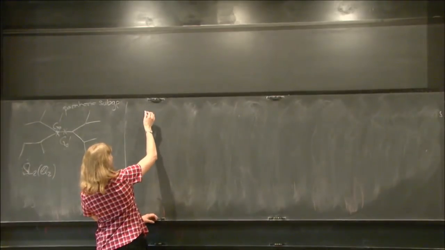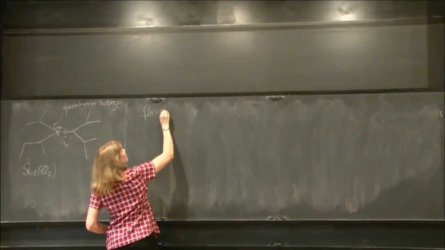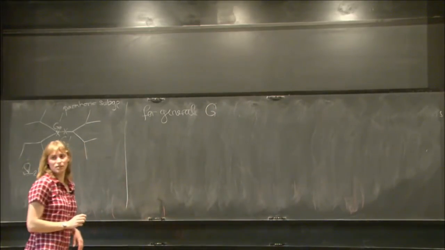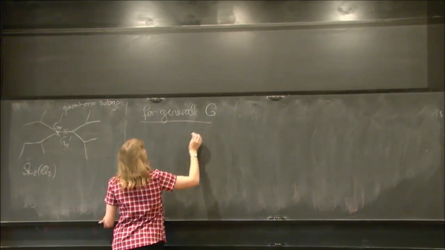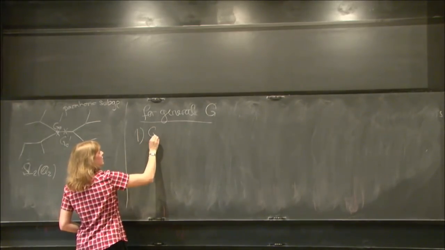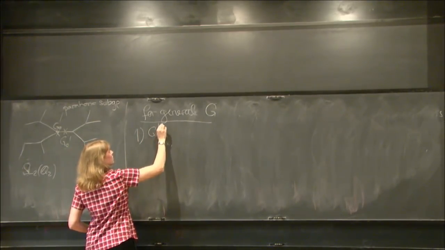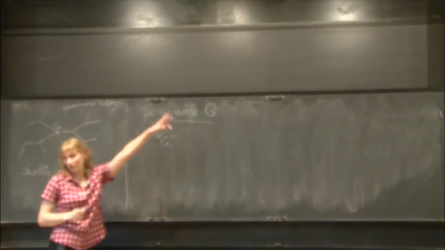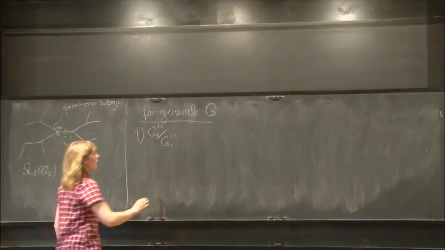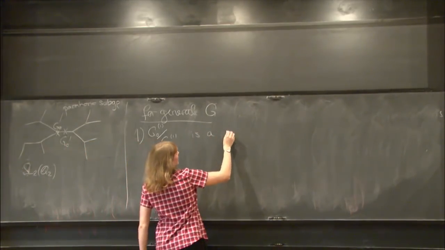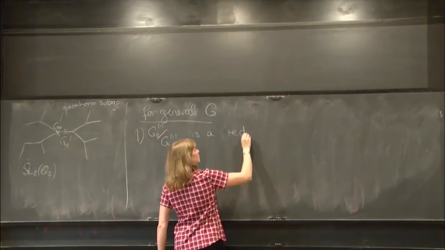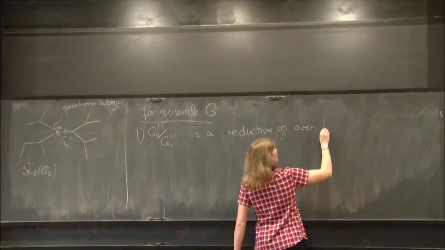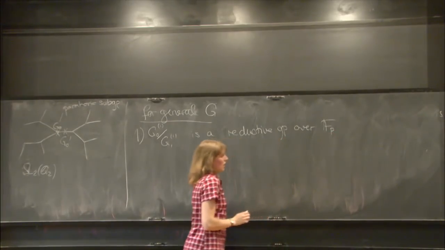And for general groups G, so not only for GL2, but for arbitrary p-adic groups, you always have that this G0 mod G1, or G0 prime mod G1 prime. So if I write G0 and G1, I just mean any of these filtrations. This is always a nice group. It's called a reductive group over the finite field with p elements.